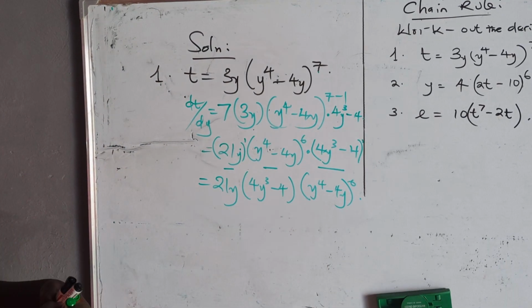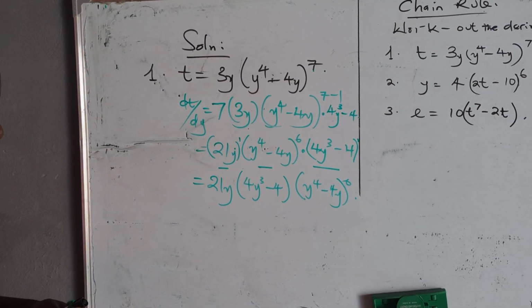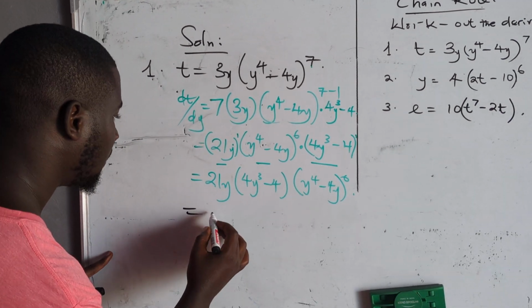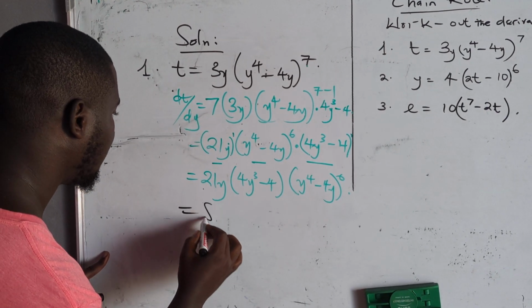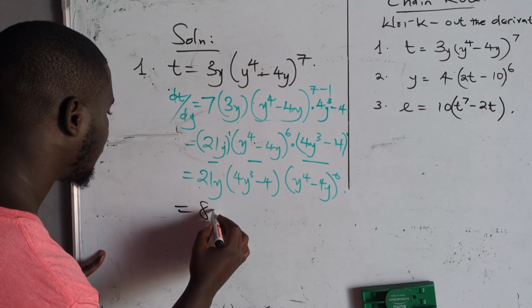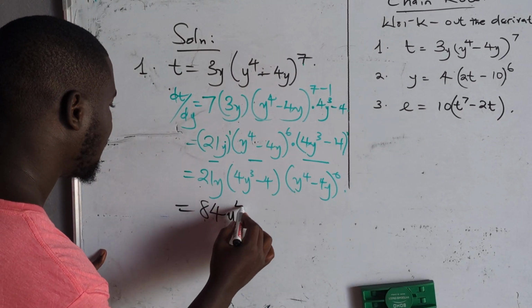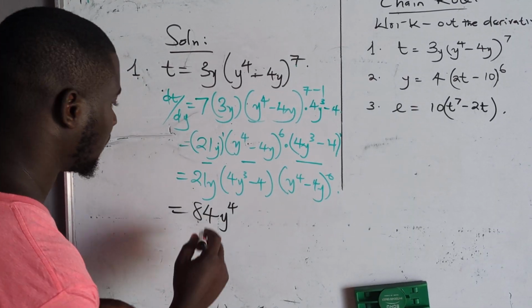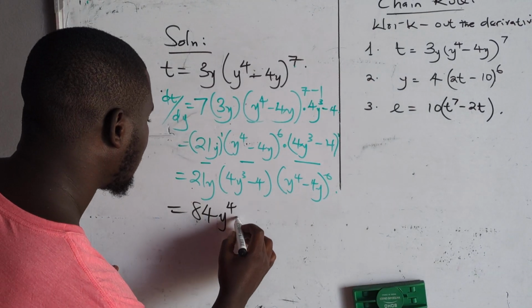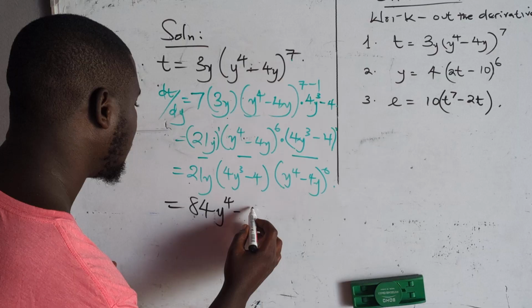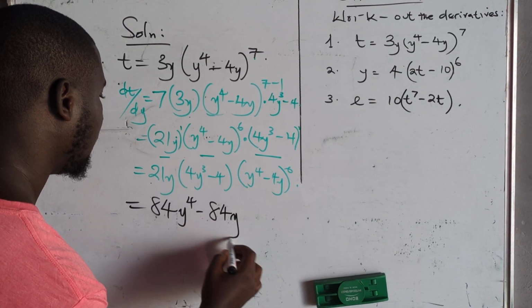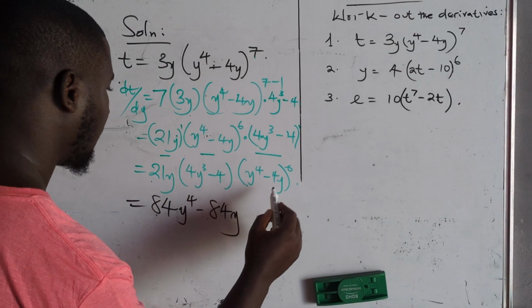Alright? Now, let's simplify this one and get the final answer. So what are we going to get? 21 times 4. So you agree with me, so this is 8 and this is 4. So 84y power 4. You have the y here and you have 3 y's here. So we're going to get power 4. Then this one as well, we're going to get 84y. Right? So this one now and this one.